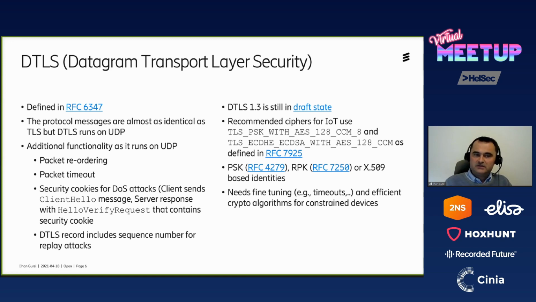It can use different kinds of identities like pre-shared keys, which are defined further in RFC 4279, raw public keys, and X509-based identities. And at least when I tried them on some IoT devices, I had to fine-tune some of those timeout values. Otherwise, it may resubmit some of those handshake messages over and over again. So it does require some fine-tuning, as a side note.